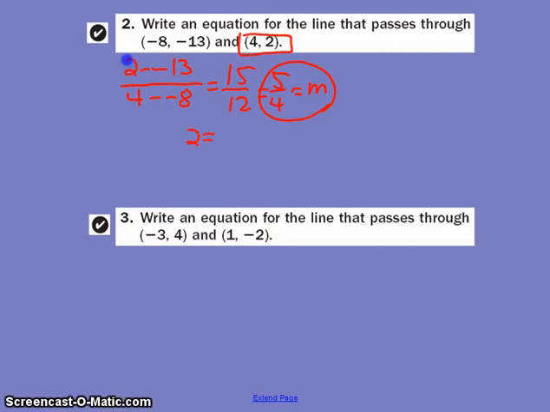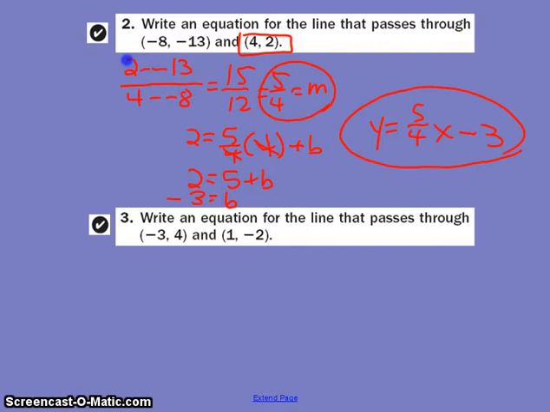So my y-coordinate equals the slope I found times the x-coordinate, which is 4, plus that b, and I can calculate that b now. That gives me 5 plus b, and that means b is -3. So my equation is y equals 5/4 x minus 3. And there's your final answer.